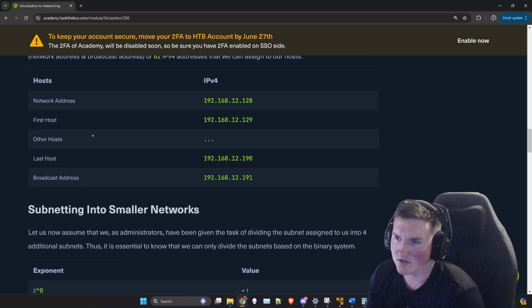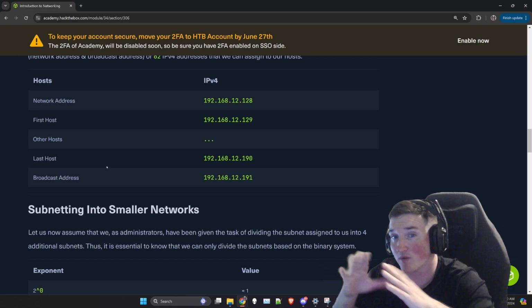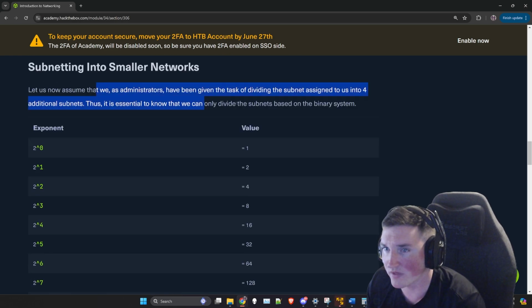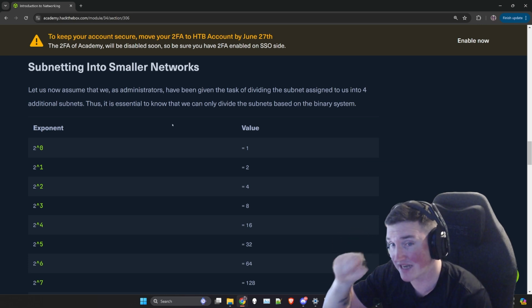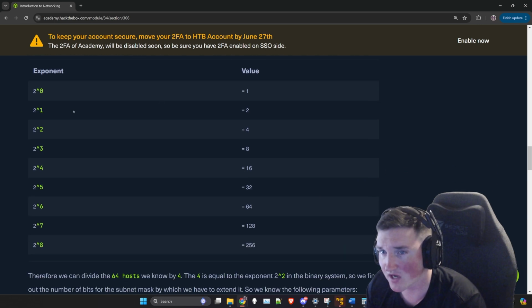Okay, so now we have subnetting in a smaller network. So now they're taking it even smaller. Let's say instead of 64, we want to get it even smaller, right? Let us assume that we as the administrators have been given the task of adding in 4 additional subnets into the same 64 hosts that we already had. Keep that in mind. That's what they're talking about.